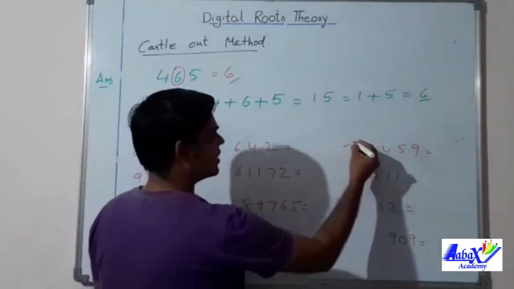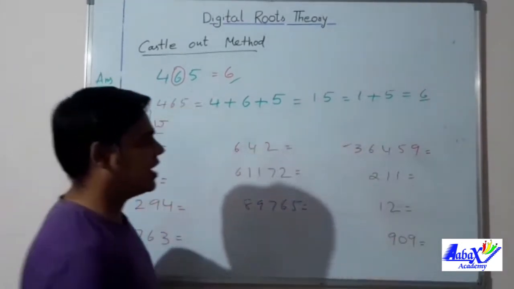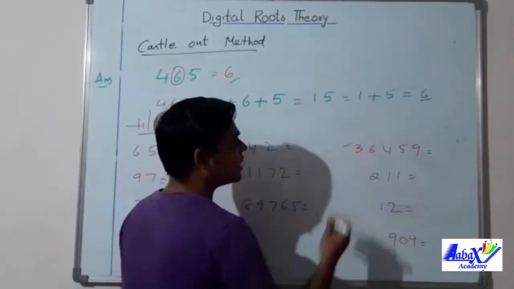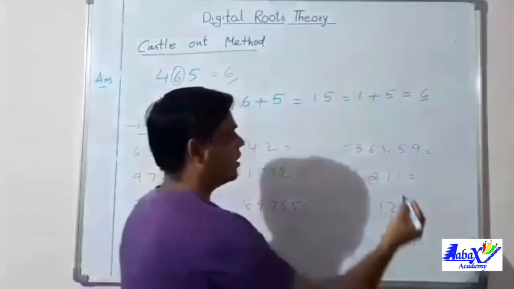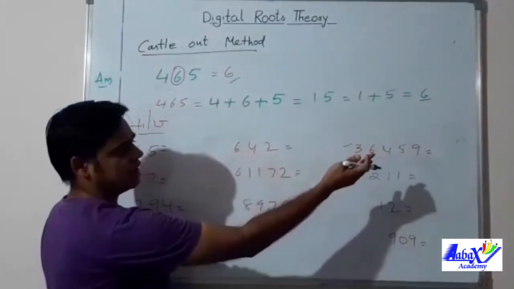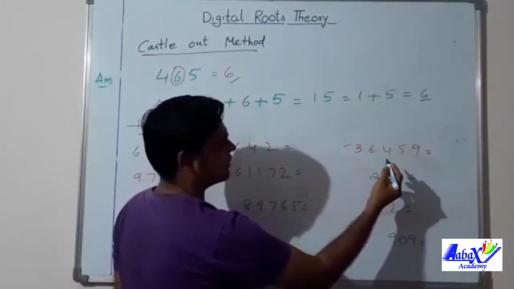Let us take this. Yeah, fine. So let us start doing this. Sum 36459. So either we have to add it, or otherwise what we have to do? We have to follow the cancel out method.